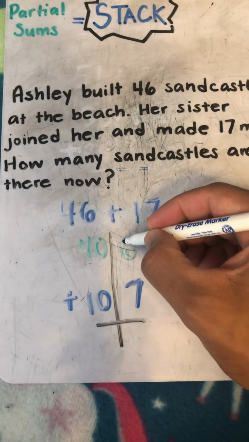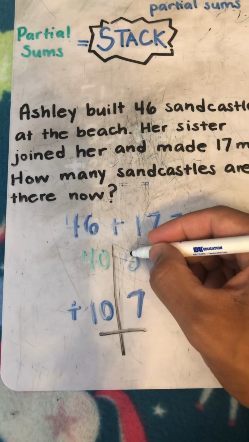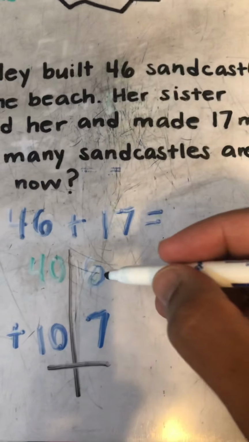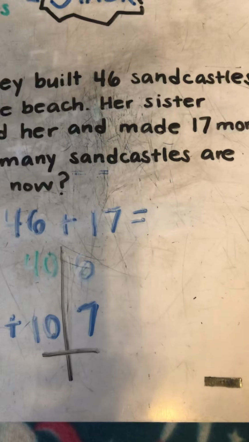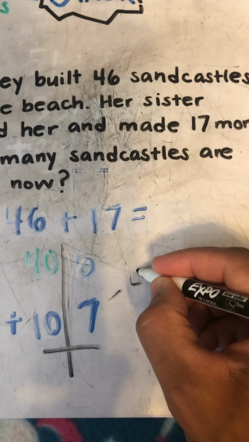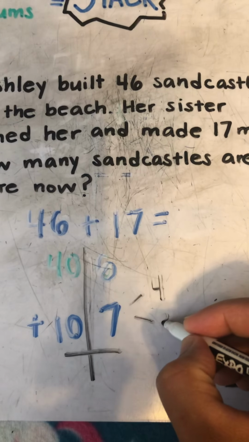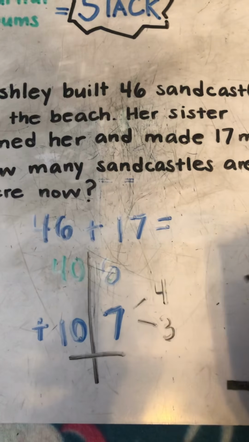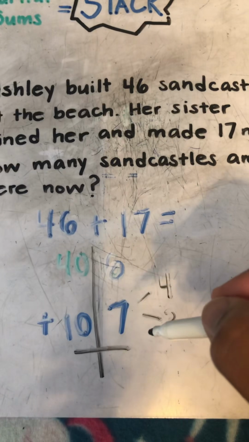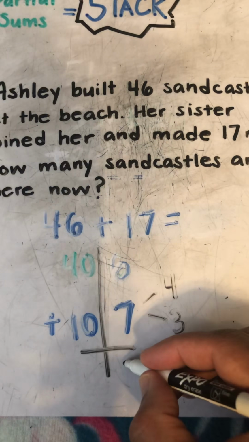I'll start with my ones here, and I'll trace this again, just see if I can make it a little bit darker for you guys. My ones value here, I'm adding 6 ones and 7 ones. So when I think about adding 6 and 7, here's what I know. I know that 6 plus 4 would make another 10. And then I can just add 3 more, and that would get me to 13. So I know 6 plus 7 equals 13 because I know 6 plus 4 would get me to 10. I add 3 more and it makes 13.